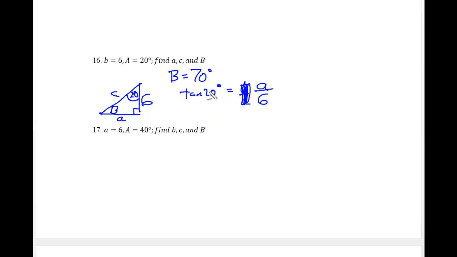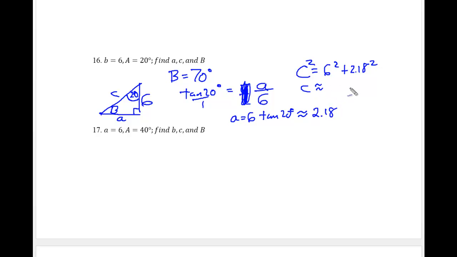So this problem is like number 15, so I'm going to crisscross multiply here. You can think of it that way, clearing the denominator. Either way, A is going to be equal to 6 tangent of 20 degrees, which is approximately, using our calculator in degree mode, 2.18. And then using the Pythagorean theorem, we can find C by going 6 squared plus 2.18 squared. After you take the square root, C is equal to 6.38.